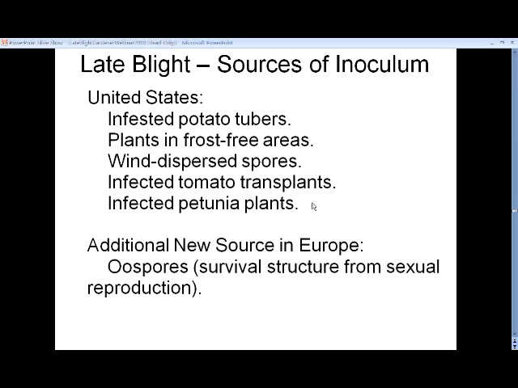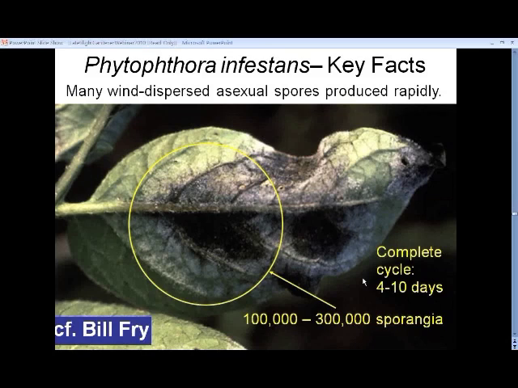It's important to realize that there is another source in Europe that's been occurring in recent years, and that is oospores. The pathogen has started to sexually reproduce in Europe. A number of years back, they introduced a second mating type, and now they have both mating types there, so the pathogen is able to sexually reproduce. And that has really changed late blight occurrence in Europe, and I think that's something very important for us in the United States to realize, that if the pathogen does start to reproduce sexually and produce these oospores and is able to survive other than in potato tubers or frost-free areas, we will have different occurrences of late blight in the United States.